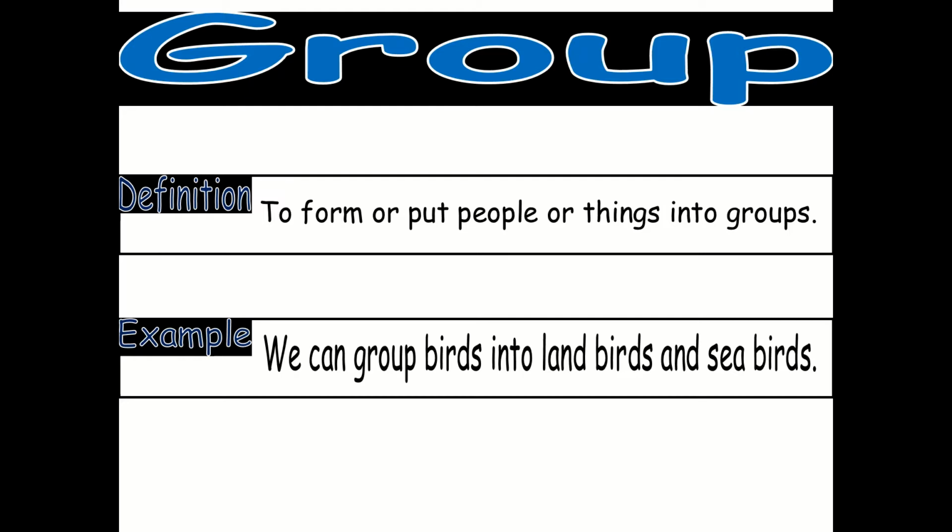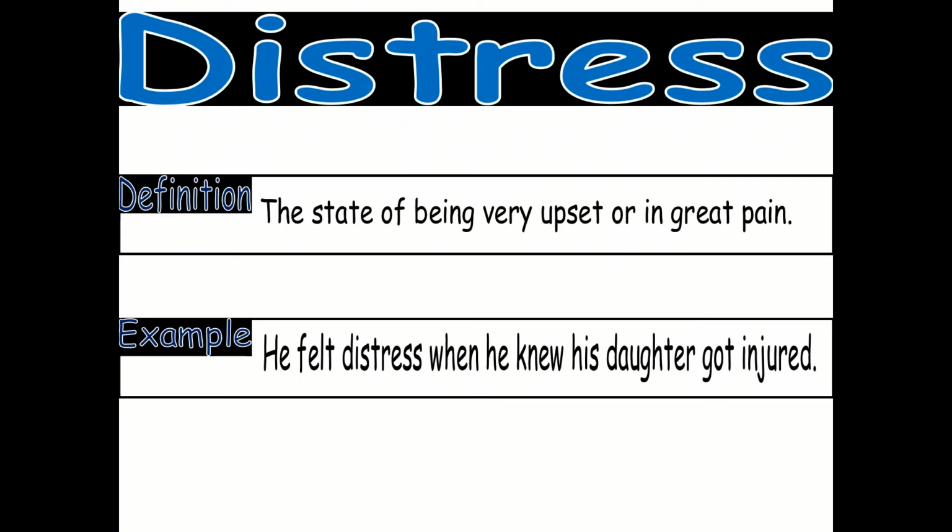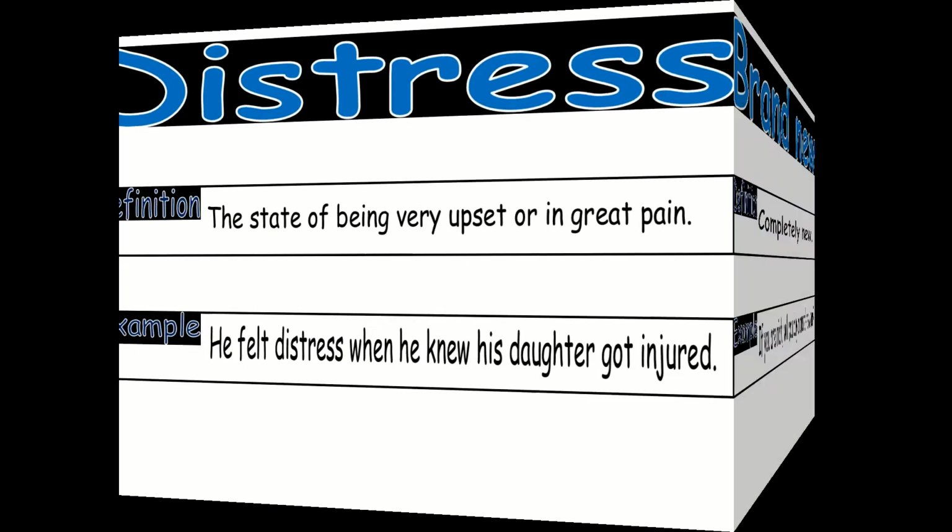Group. To form or put people or things into groups. We can group birds into land birds and seabirds. Distress. The state of being very upset or in great pain. He felt distressed when he knew his daughter got injured.